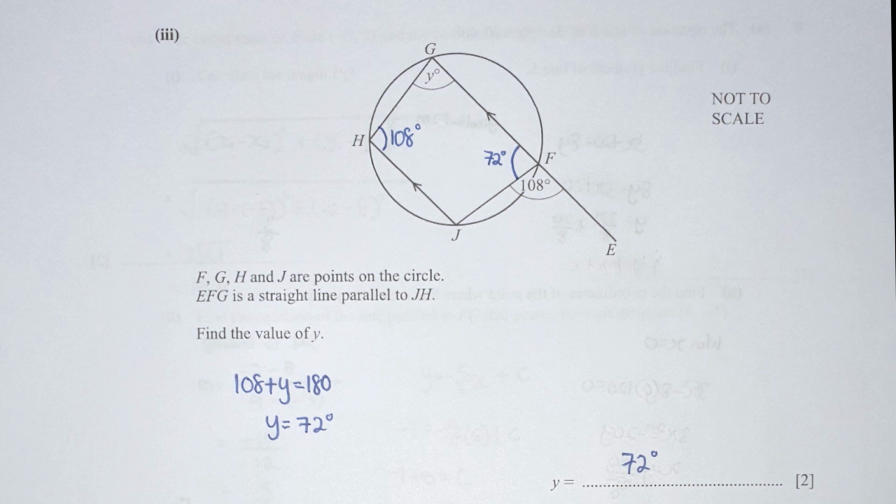So very similar to your paper 41, the same concept was used. If you extend your GH line by a little bit, you know that your Y will be transferred to JH and the line you extended. So it will form a straight line where Y plus 108 will be equal to 180. So your Y's final answer will be 72.